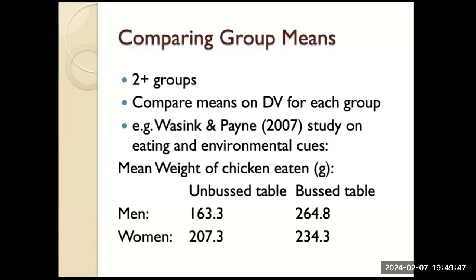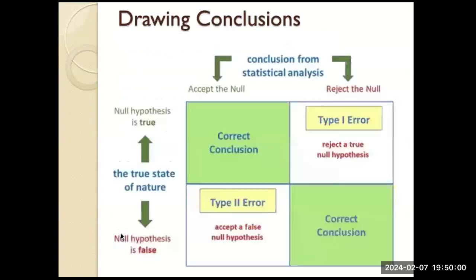So this is an example of where we're comparing the means of two different groups, women and men. This is what we mean by comparing group means. So there are many different types of studies where you could do that. Now, in terms of drawing conclusions, so you have all these data, you have these results. Now you're deciding, are you going to reject the null hypothesis or retain it?